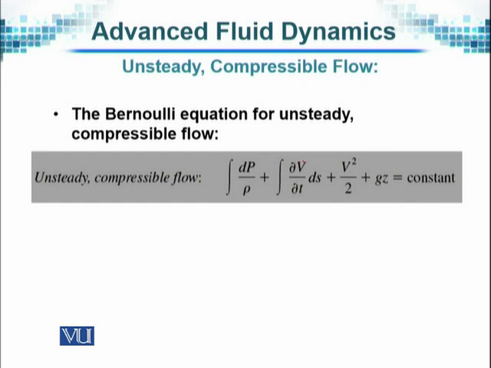So therefore, integral of dV by dt into ds plus v squared over 2 plus gz, क्योंकि ग्रेविटी बहरहाल डाउनवर्ड डायरेक्शन में है, एक पर्टिकुलर वैल्यू से ही acceleration due to gravity remains the same. Z is the height and the total of these terms will remain constant. So this will be the small modification that would be required if the motion is unsteady and compressible.